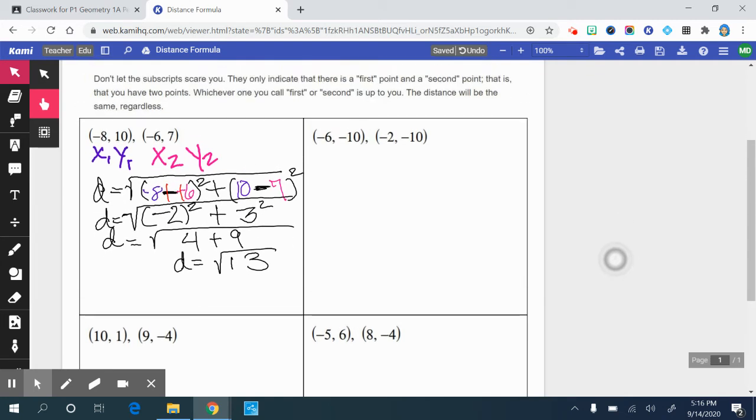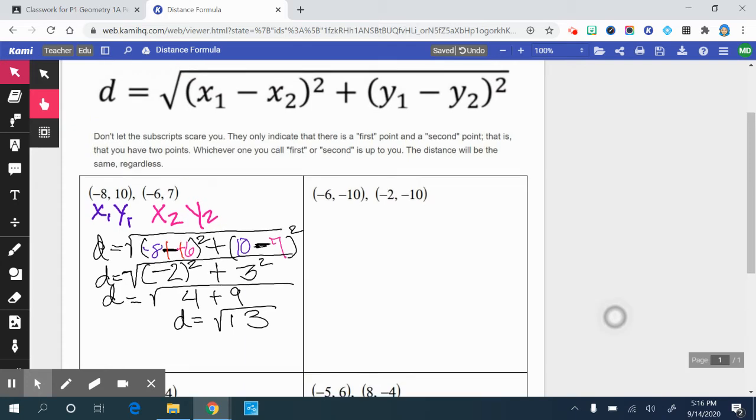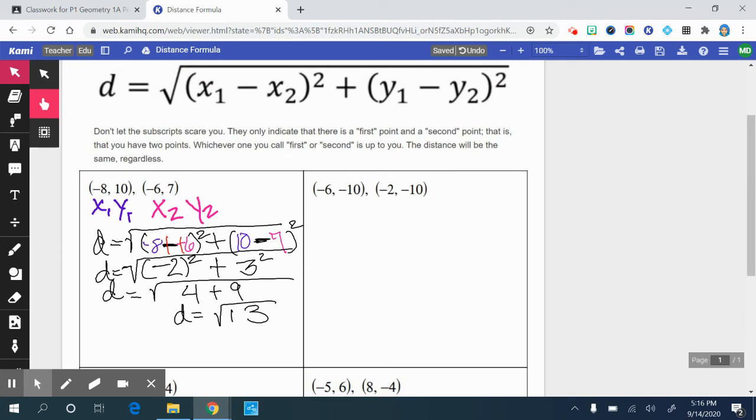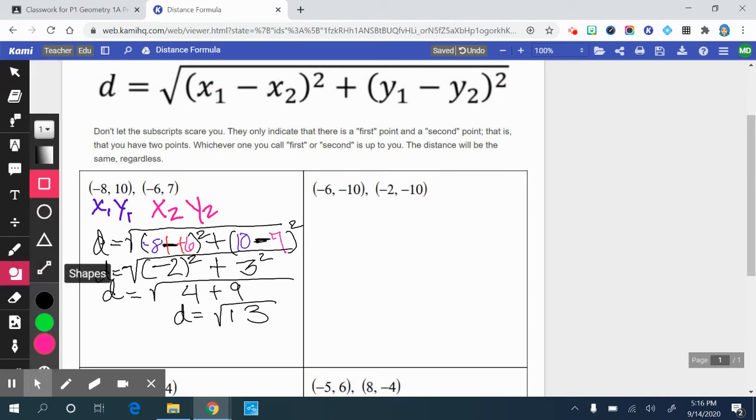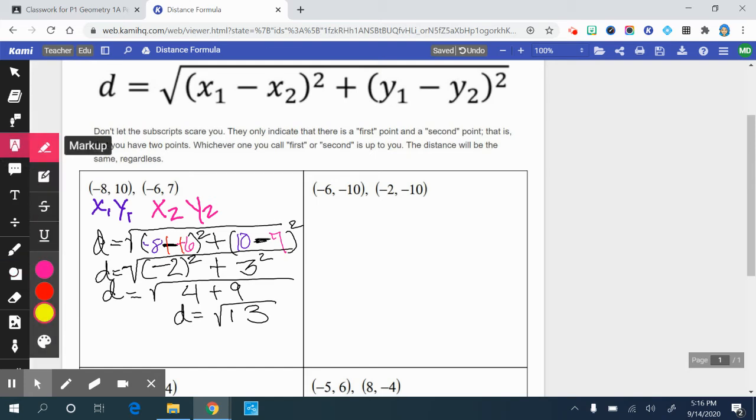Let's see. I'm going to keep that right there. Sorry. Let's see, where's my highlighter? I know I have one.